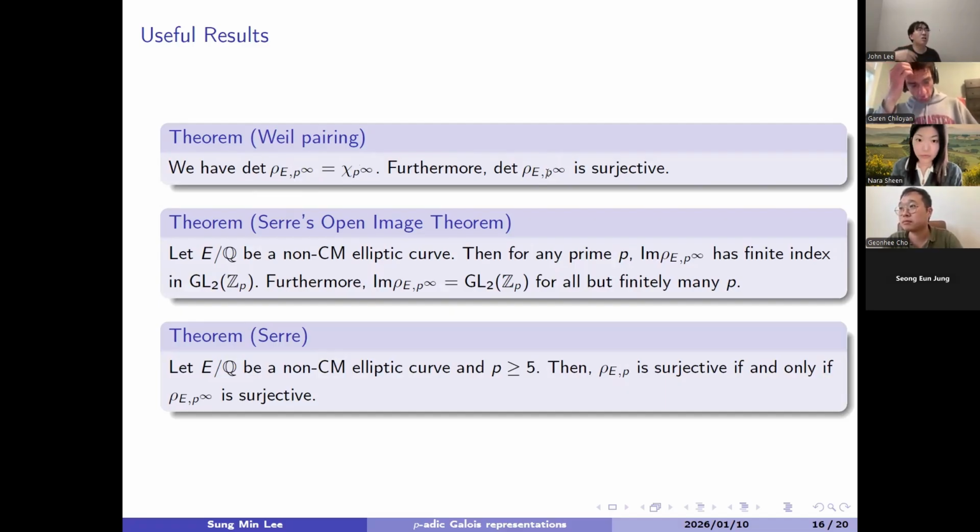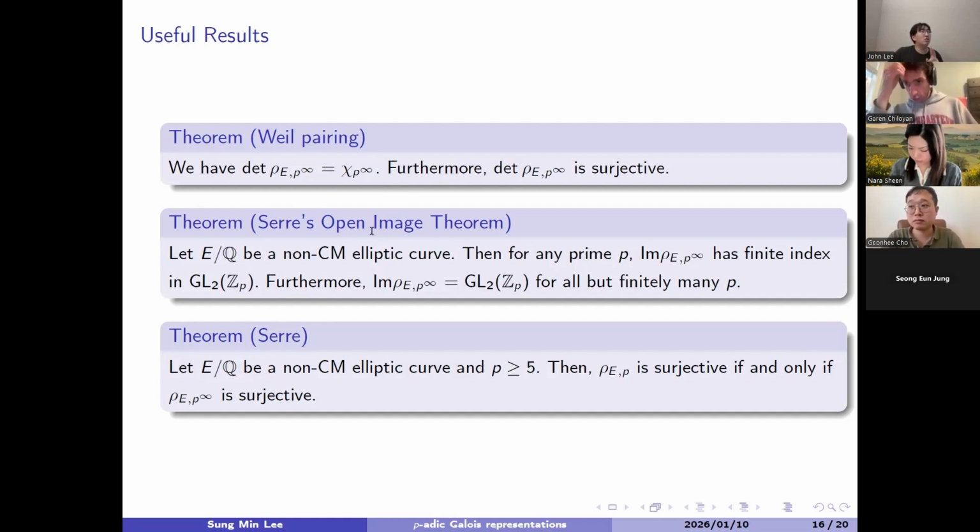Yes, it's really important that the determinant of the Galois representation is always surjective, and that really narrows things down. Whenever you want to understand the image of the Galois representation, you don't need to search for everything, but you can only focus on the groups that have a surjective determinant. And this is quite an important theorem, sometimes called the Weil pairing.